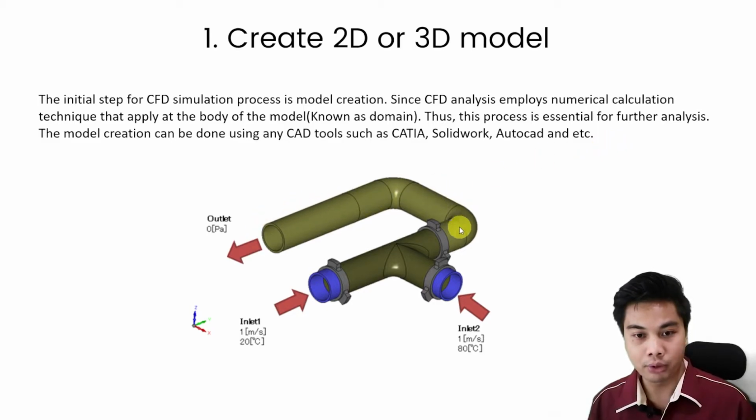So this is the problem or the model that we need to investigate. For this case, this is the pipe casing. We have 1 inlet and 2 inlet. Definitely we have 1 outlet.